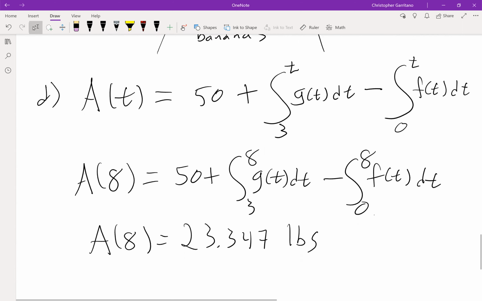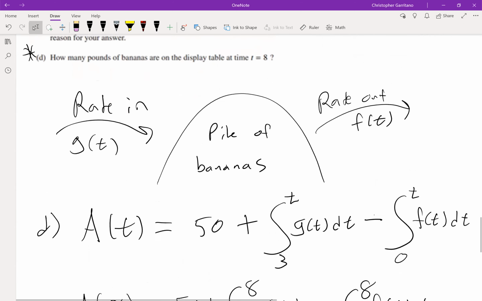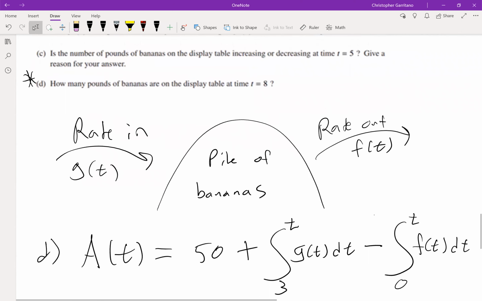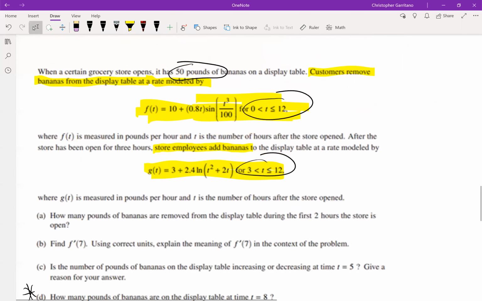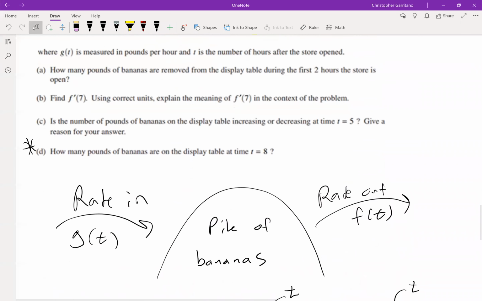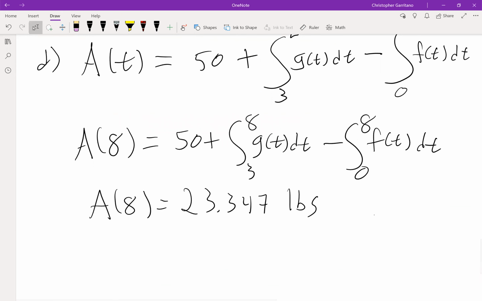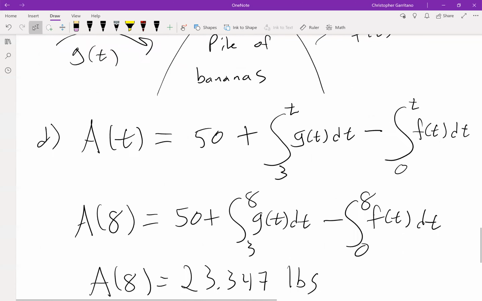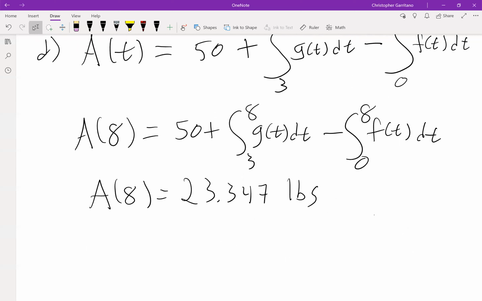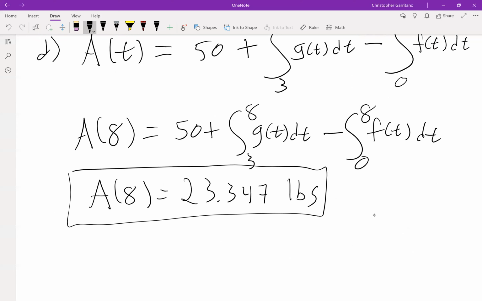Now, I remember this was on one of our class exams, and a lot of you tried converting that to an integer for some reason, but maybe the question was worded slightly differently. But yeah, the question says how many pounds. Of course, a number of pounds does not have to be an integer, and so please don't try to convert this to an integer. This can be some decimal real number. So 23.347 pounds is the final answer. And there you have it.